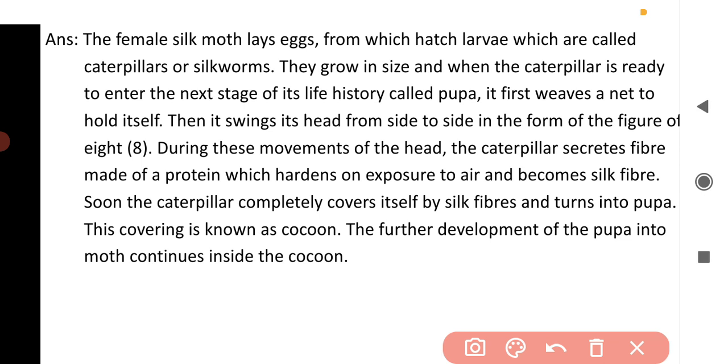When the silkworm or caterpillar is ready to enter the next stage of its development, which is called pupa, first of all, it weaves a net to hold itself. Then it swings its head, just like this, in the figure of 8. Like this, it will swing its head from side to side in the form of figure of 8.